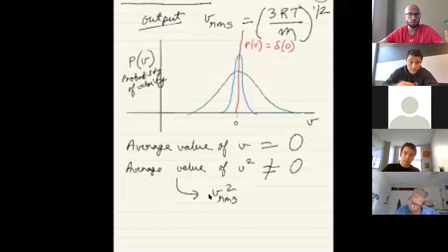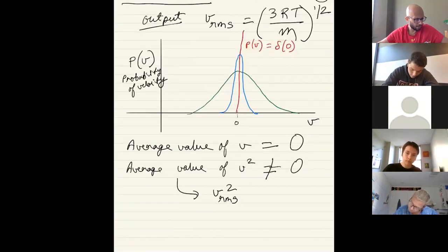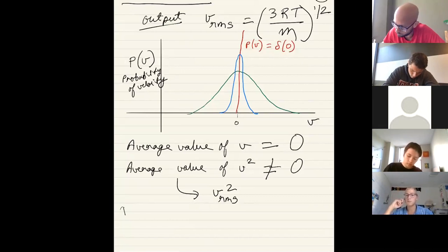Okay. So let's go back to thinking about our VRMF and how it connects to temperature. So for this, we are going to work. So this was our output. That's what we are trying to show here, and let's work through it. So the derivation is going to look something like.